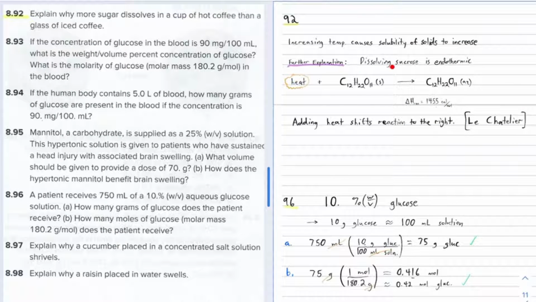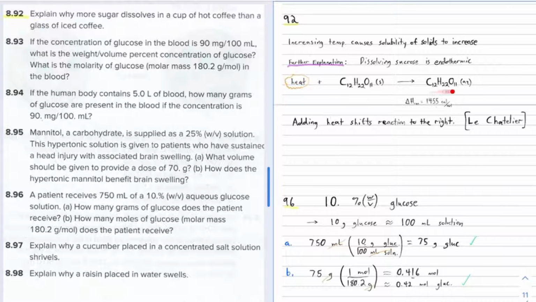When you dissolve sucrose in water, it's an endothermic process. And that's because it takes a lot of energy to break up the sugar crystals and separate those molecules like they are in water aqueous solutions. So it's an endothermic process. And remember, in endothermic processes, energy is required.